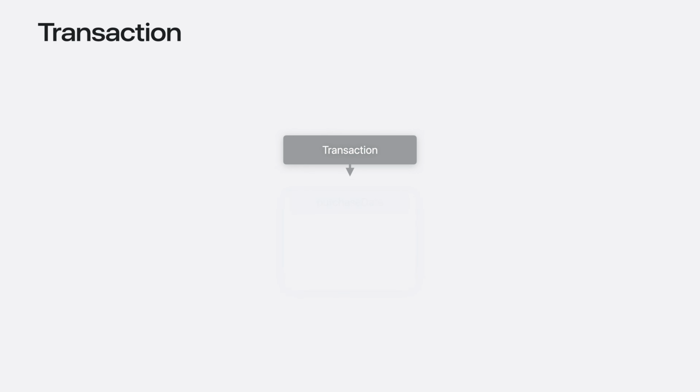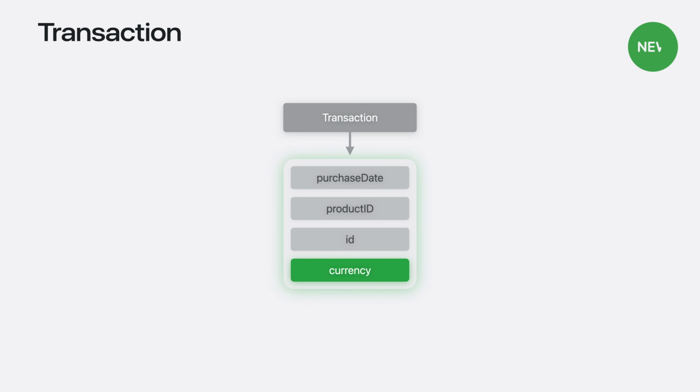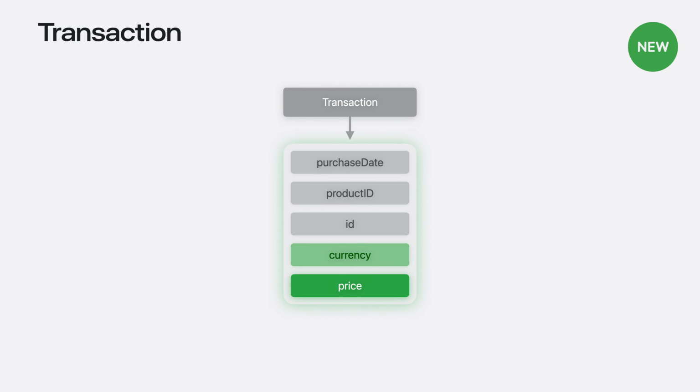We also added new fields to the transaction and renewal info data models to provide you additional in-app purchase transaction level information. The first new field in the transaction type is currency, and as its name suggests, it tells you the currency used at the time of purchase. This field goes together with the new price member, which contains the price you configured in App Store Connect.